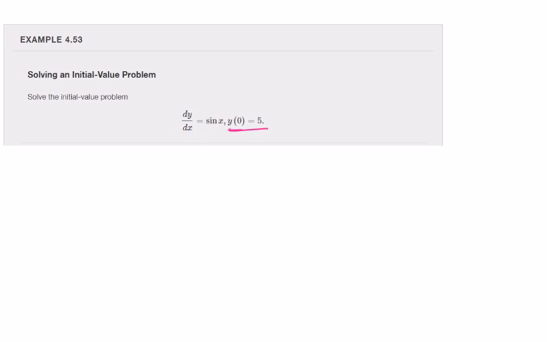So basically what we're trying to find is y, right? Y of x. We're trying to find the y function. And so first we want to find the antiderivative of this, right? And so y would have to equal the antiderivative of sine of x, which would be negative cosine of x, correct?